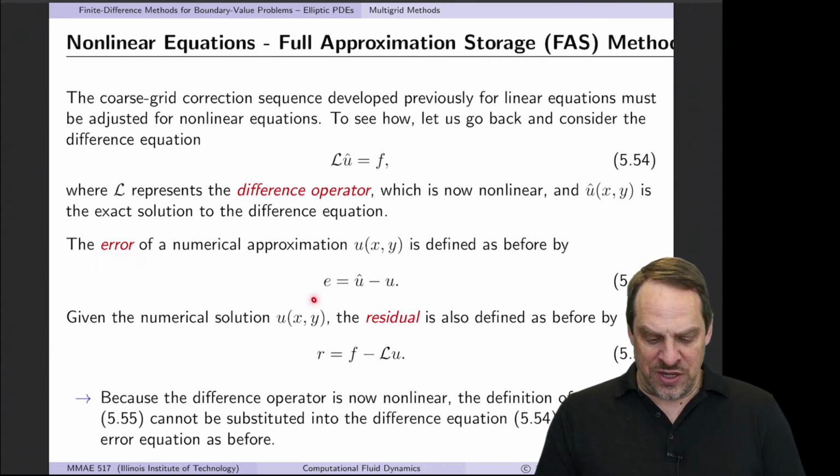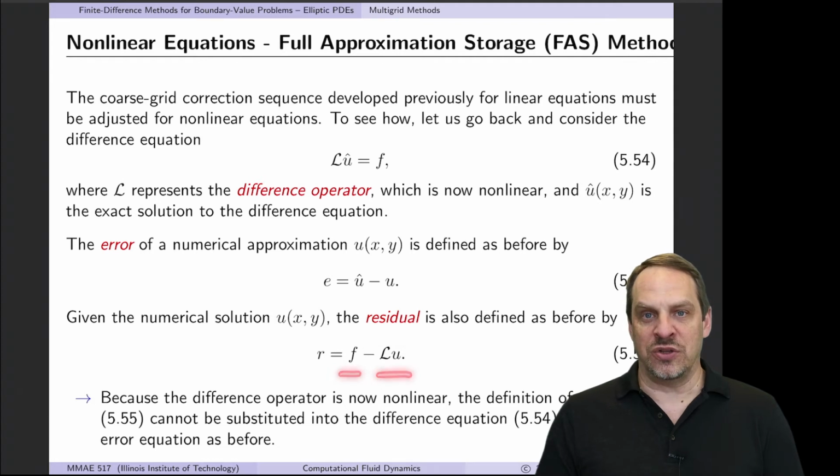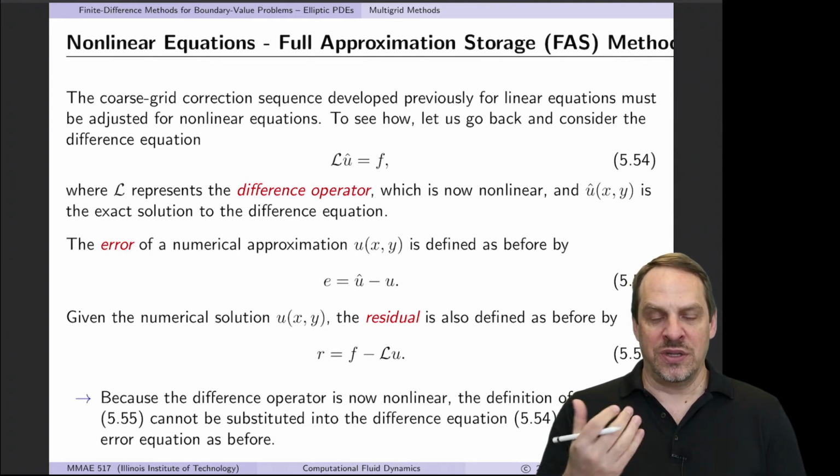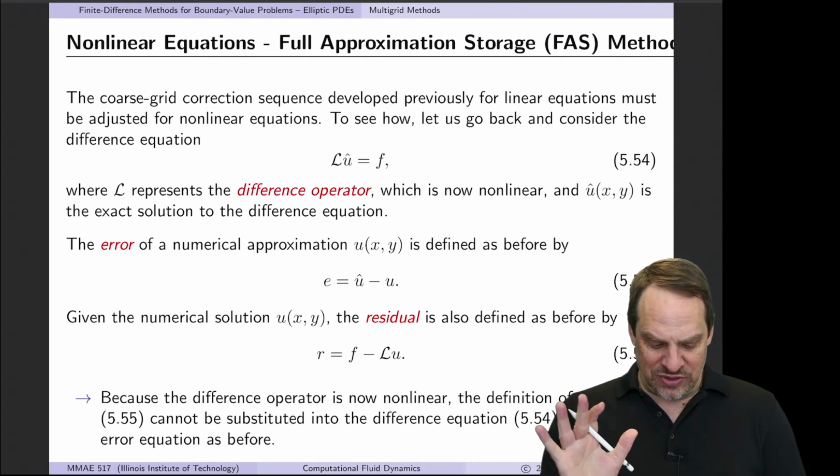We still define the error as the difference between the exact and the numerical solutions. We have the residual, which is F minus LU, where L is operating on the approximate numerical solution, and so the residual tells us how wrong that solution is. So that's all exactly the same.